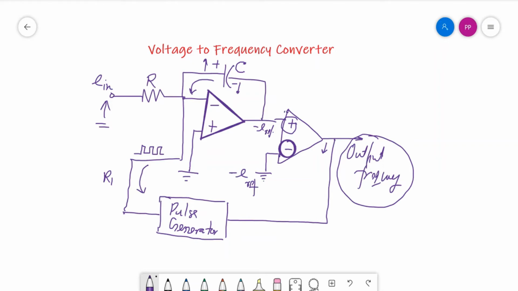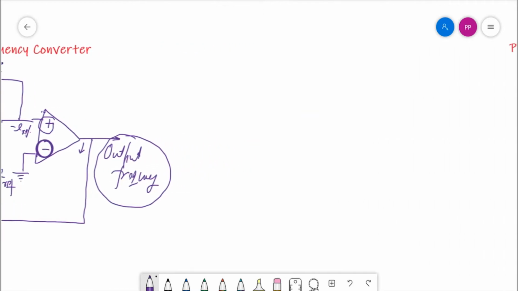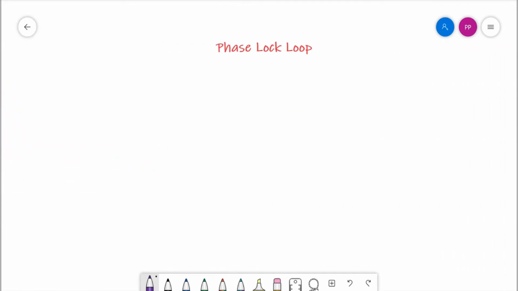The next topic we are going to see is the phase lock loop. A phase lock loop is basically converting an input DC voltage into an equivalent output frequency, or you can say an output phase, because if you obtain a frequency, it can be easily converted into phase by using the formula theta equals omega t.